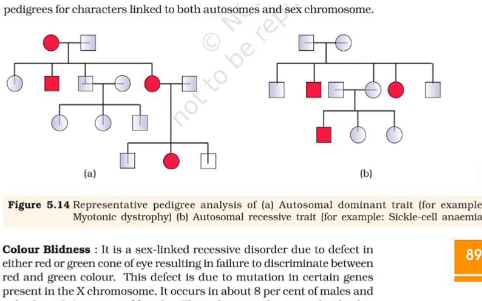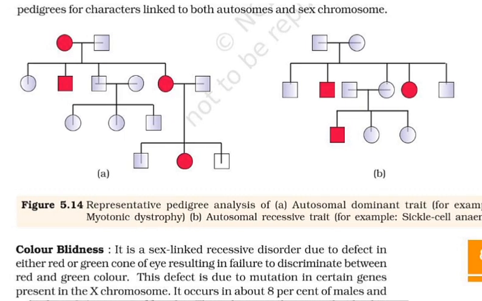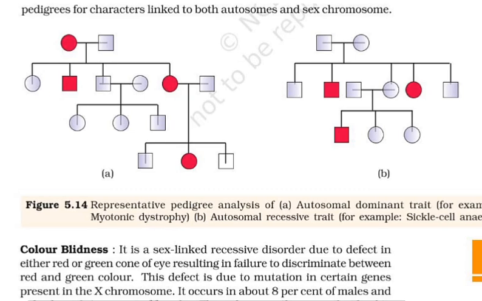Similarly, the trait may also be linked to the sex chromosome as in case of hemophilia. It is evident that the X-linked recessive trait shows transmission from carrier female to the male progeny. A representative pedigree is shown in the figure 4.14 for dominant and recessive traits. Discuss with your teacher and design the pedigree for characters linked to both autosomes and sex chromosome.